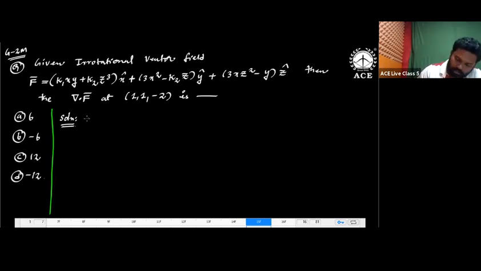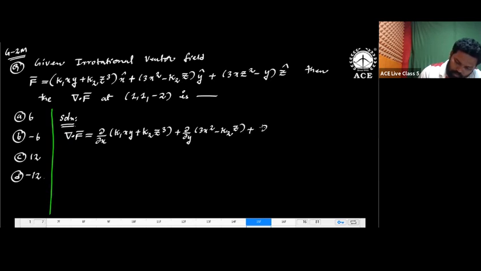Yes, find out its divergence at (1, 1, -2). Divergence of F is equal to ∂/∂x of (K1·xy + K2·z³) plus ∂/∂y of (3x² - K2·z) plus ∂/∂z of (3xz² - y).